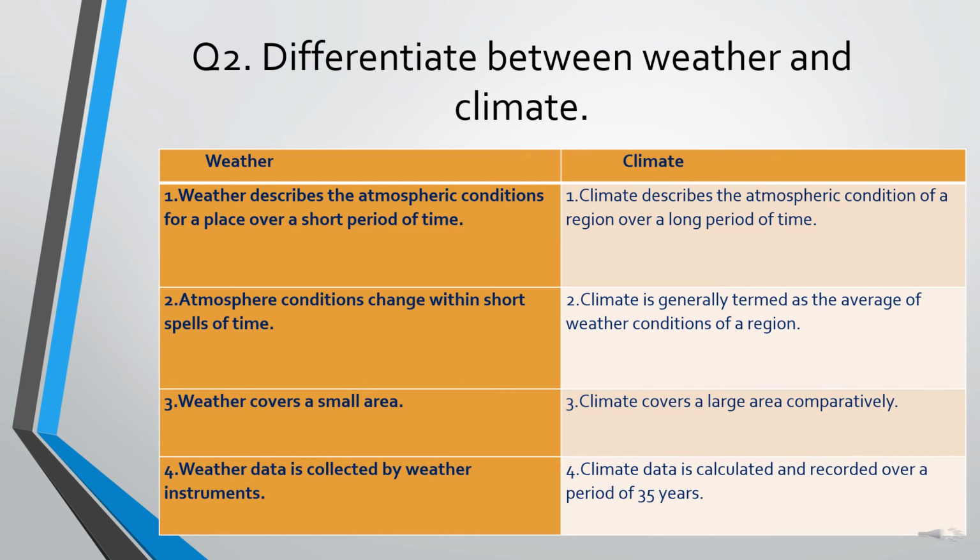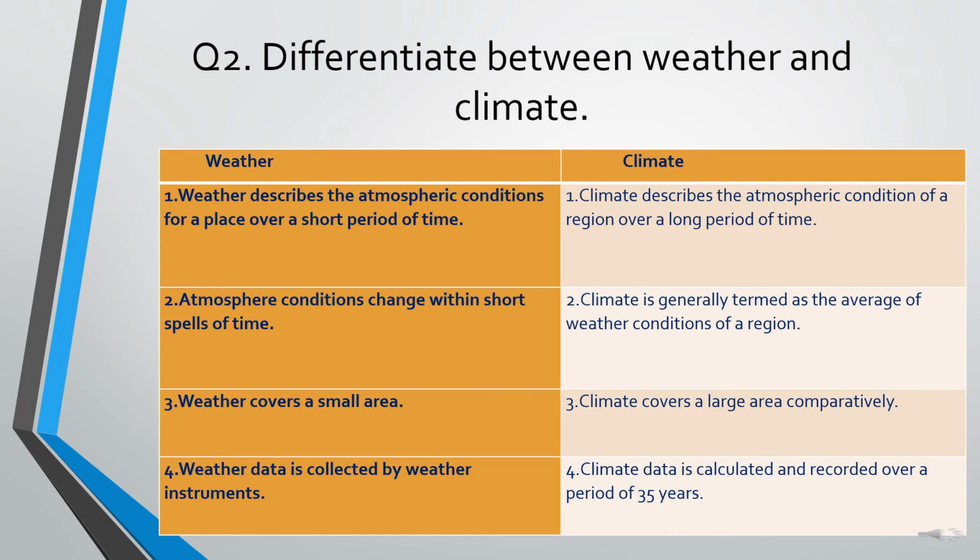Number 2, atmosphere conditions change within a short spell of time. In weather, it might be raining right now, and after 5 or 10 minutes it will stop raining and the bright sun can appear in the sky. But climate is generally termed as the average of weather conditions of a region, and it cannot change over a short period of time. Number 3, weather covers a small area, whereas climate covers a large area comparatively.